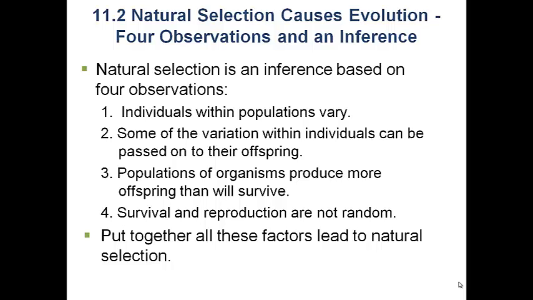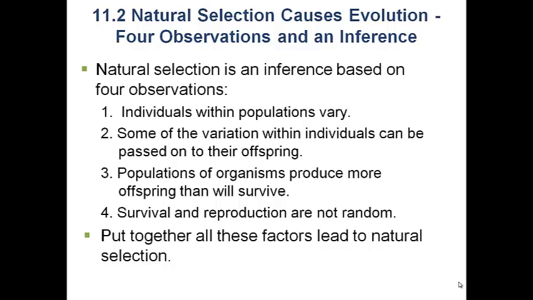to offspring. Number three, populations of organisms produce more offspring than will actually survive. This means that only the best of the organisms, and by best in this case we mean only the organisms that are most fit, in other words, best adapted to their environment, will survive and produce offspring. And this is okay as far as the survival of the population goes, because there are many more organisms that are produced than are actually needed to ensure survival of the population.